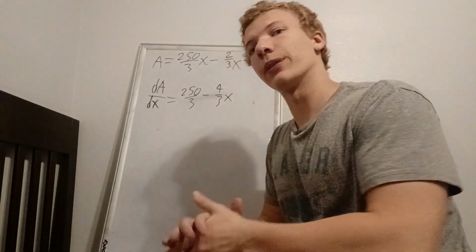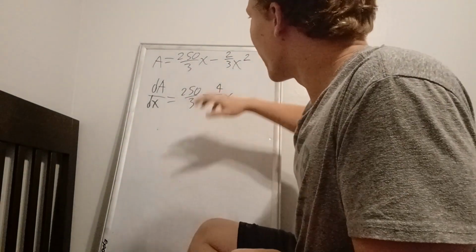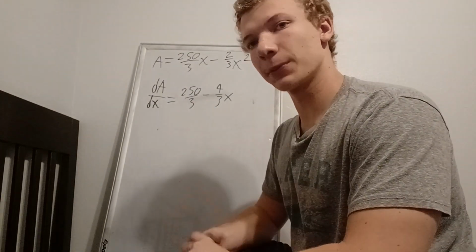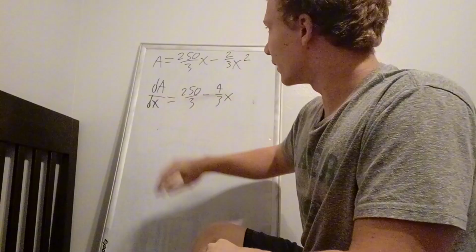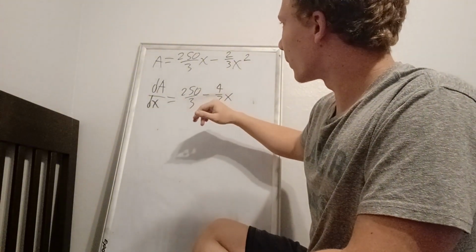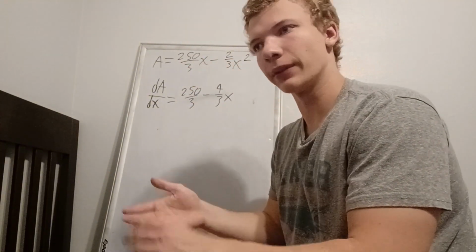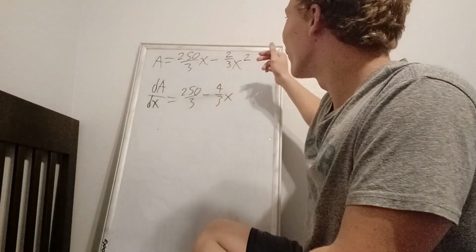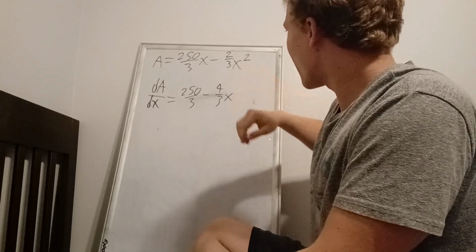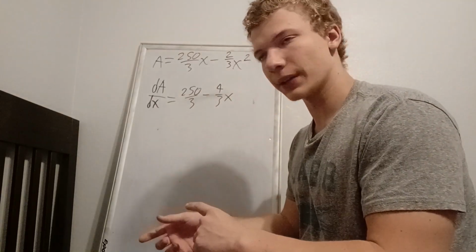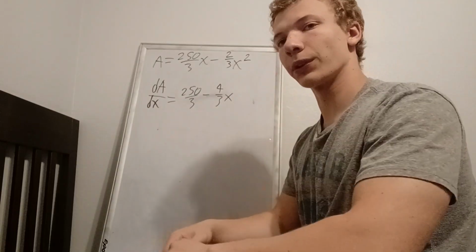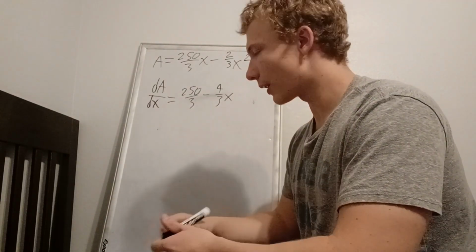Now, here's where the calculus comes in. We have A in terms of x, so now we take the derivative of both sides with respect to x. So dA/dx is going to be 250 over 3, because the derivative of ax is just going to be a, when a is a constant. And then minus, and this is going to be the power rule, x squared becomes 2x, and then times this constant, so it becomes minus 4 over 3, and then just x instead of x squared.